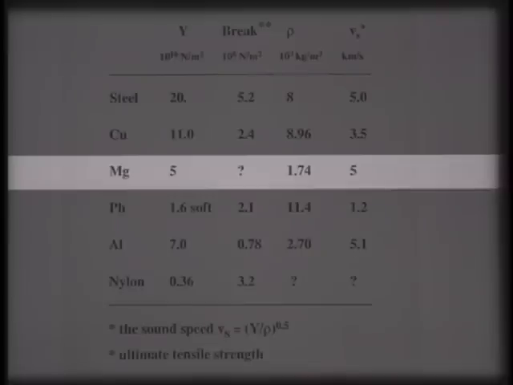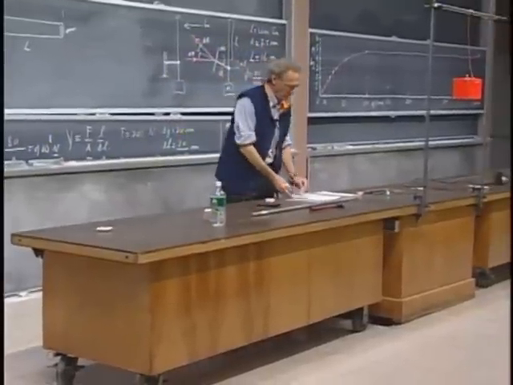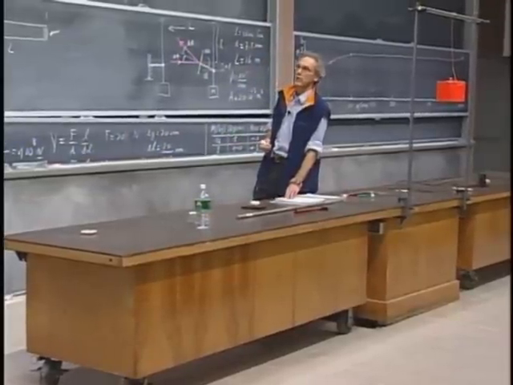If you look at those numbers, they are all substantially higher than the speed of sound in air, which is only some 340 meters per second. So the speed of sound for magnesium is some 15 times larger than the speed of sound in air.